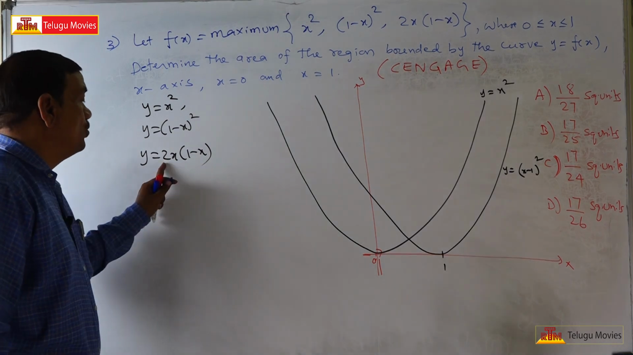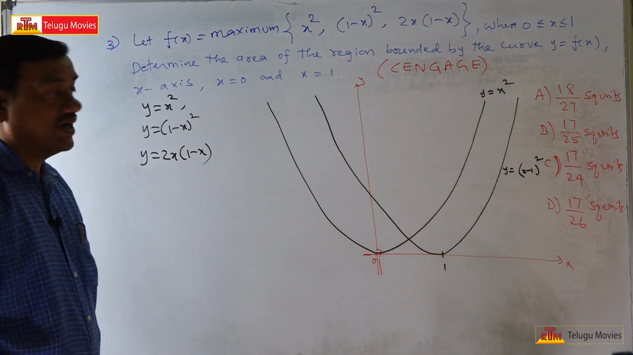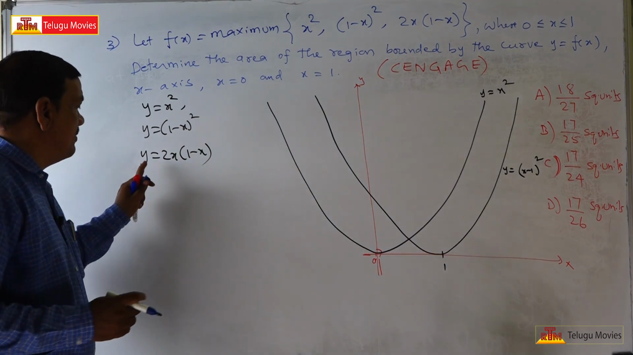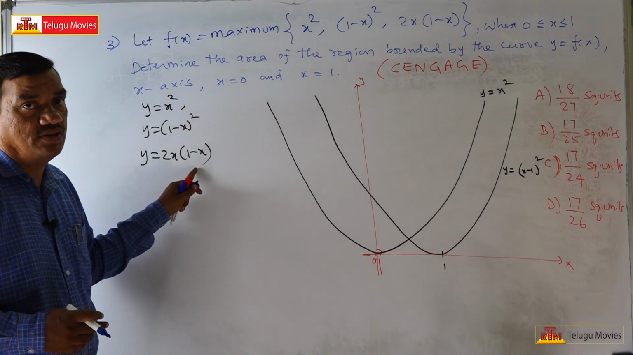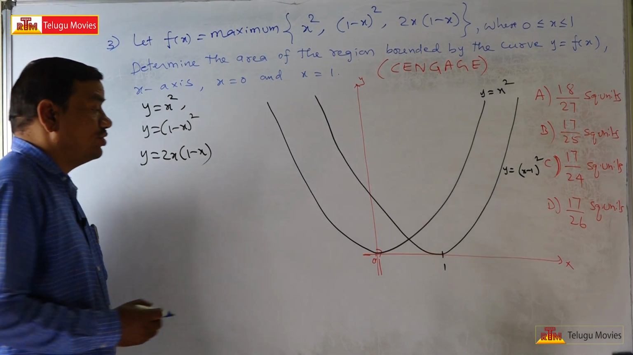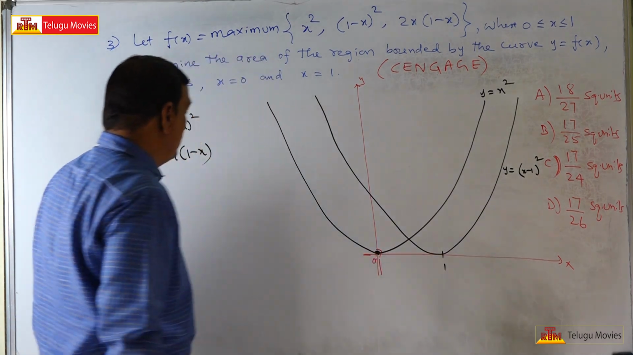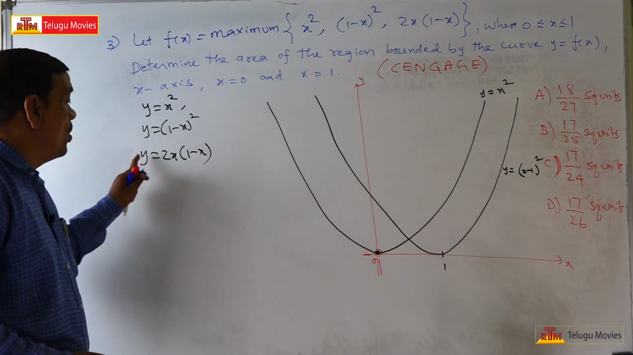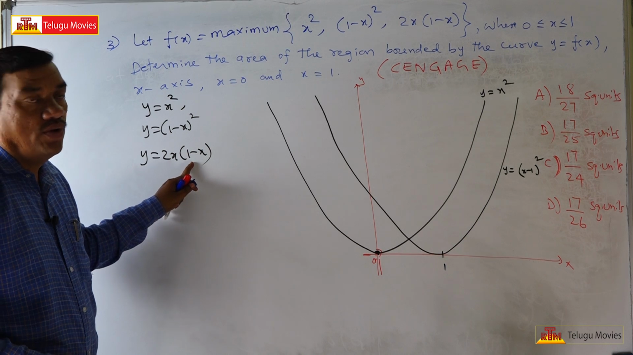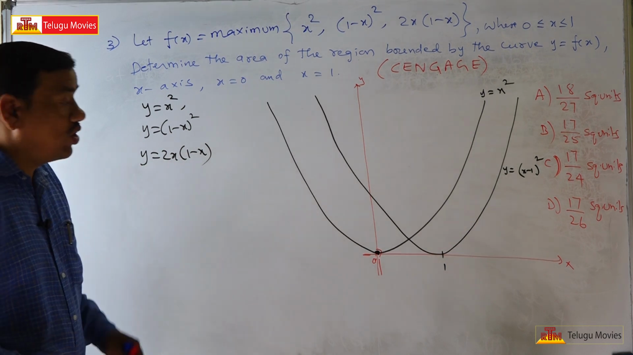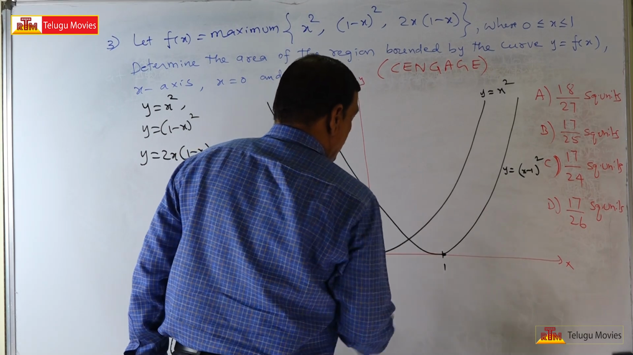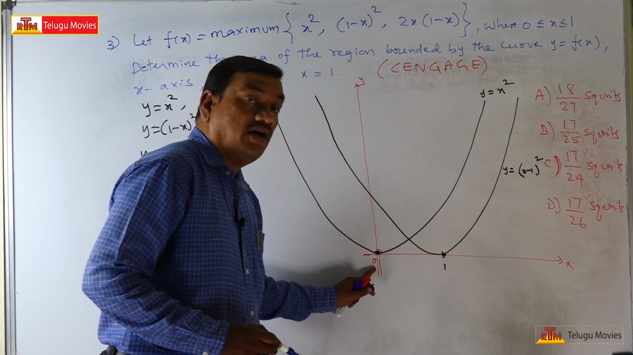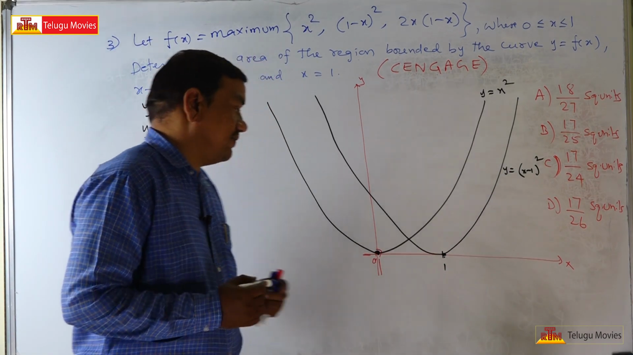The next graph is 2x(1 minus x). This graph is very important to draw, but it is also a very easy one. First of all, if you observe, this graph passes through the origin. Substitute 0, 0, yes, it passes through the origin. And moreover, when x is equal to 1, the y value is 0. When x is equal to 0, the y value is 0. That means it passes through 1 comma 0. So the curve passes through 1 comma 0 and 0 comma 0. Very clear.